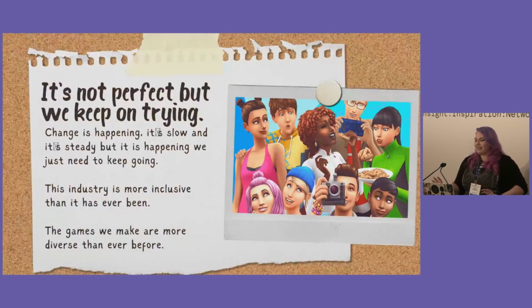And I want to end on a positive, and that is that change is happening. There are more games than ever before. There are more inclusive games than ever before. Every day we're having 34 new games. There is something in there for everyone. And we should be contributing to the betterment of games in everything that we do.